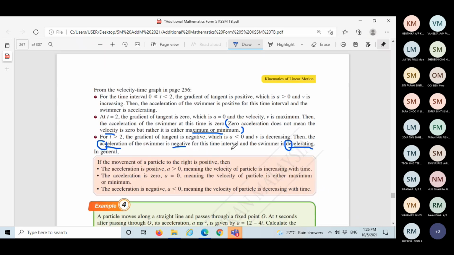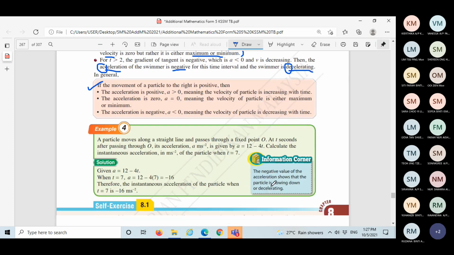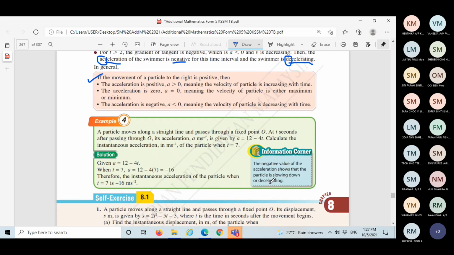Okay, and then in general, this one you can copy. A is positive, meaning velocity is increasing with time. A is 0 means velocity is either maximum or minimum. A is negative means velocity is decreasing with time. So it's quite simple. Now we go to example 4.